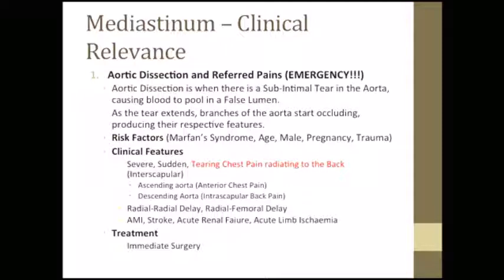So you might have radial-radial delay, radiofemoral delay. Patients might come in with AMI, stroke, acute renal failure. And this is basically because a tear has stopped the blood flow to your heart, to your brain, to your kidneys, and acute limb ischemia, where it stops blood flow to your legs. And so the treatment is usually immediate surgery, especially for the ascending aortic dissections.